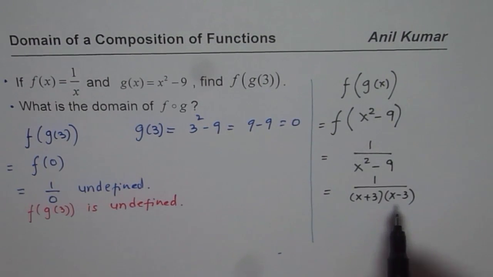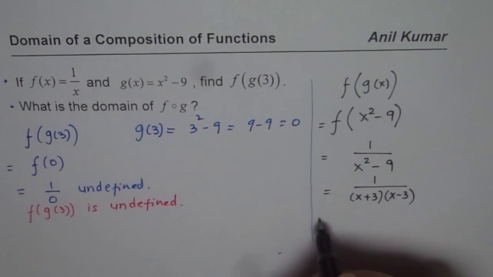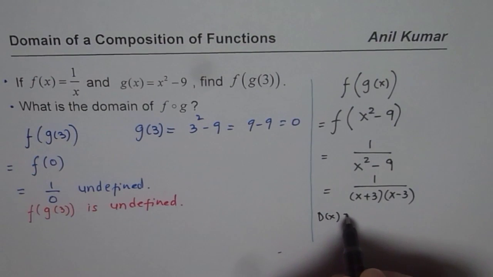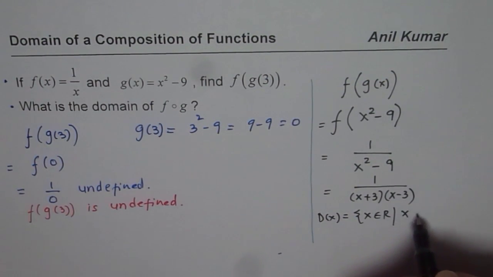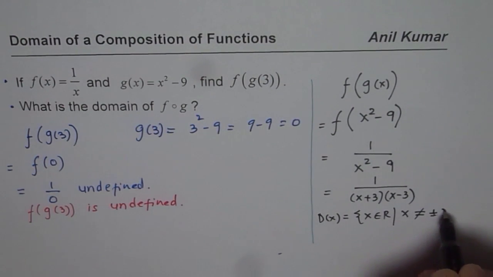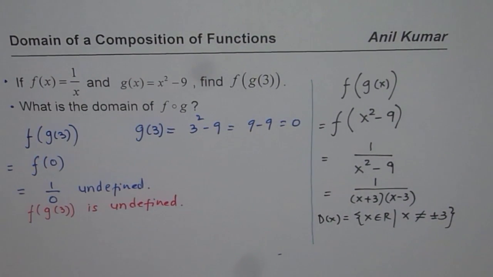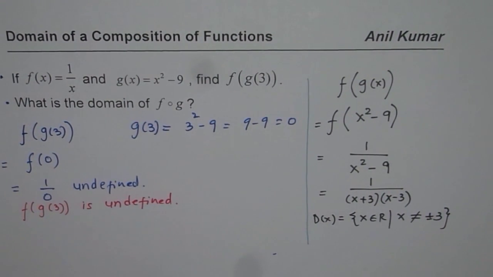Now from here we can say that the domain is x belongs to real numbers, such that x is not equal to plus or minus 3. So these are the restrictions for the composite function. It is important to note that composite functions can have very different restrictions than the original functions. I hope that helps. Thank you.